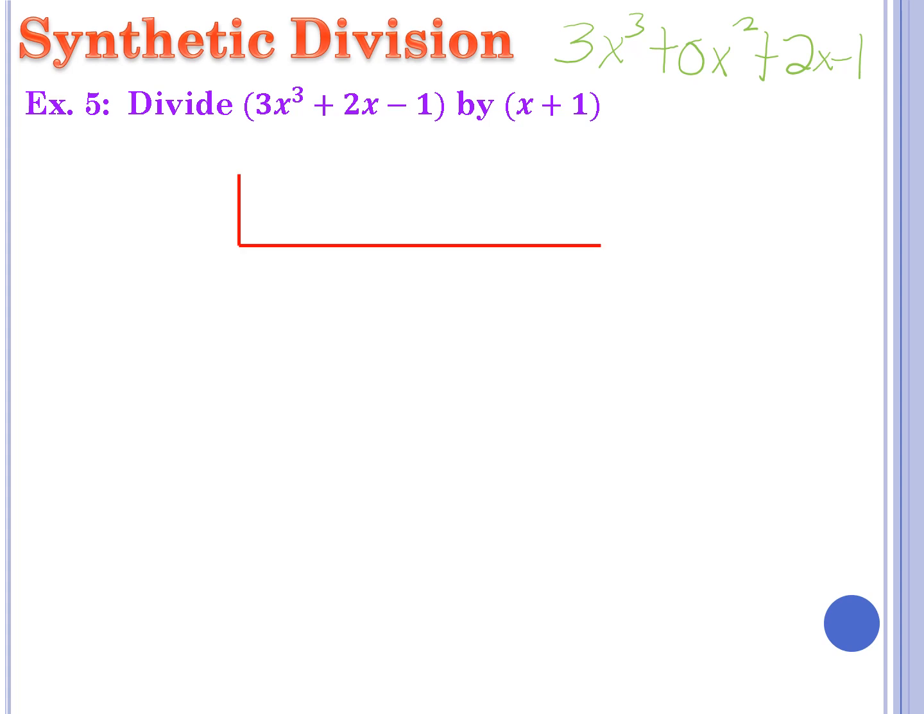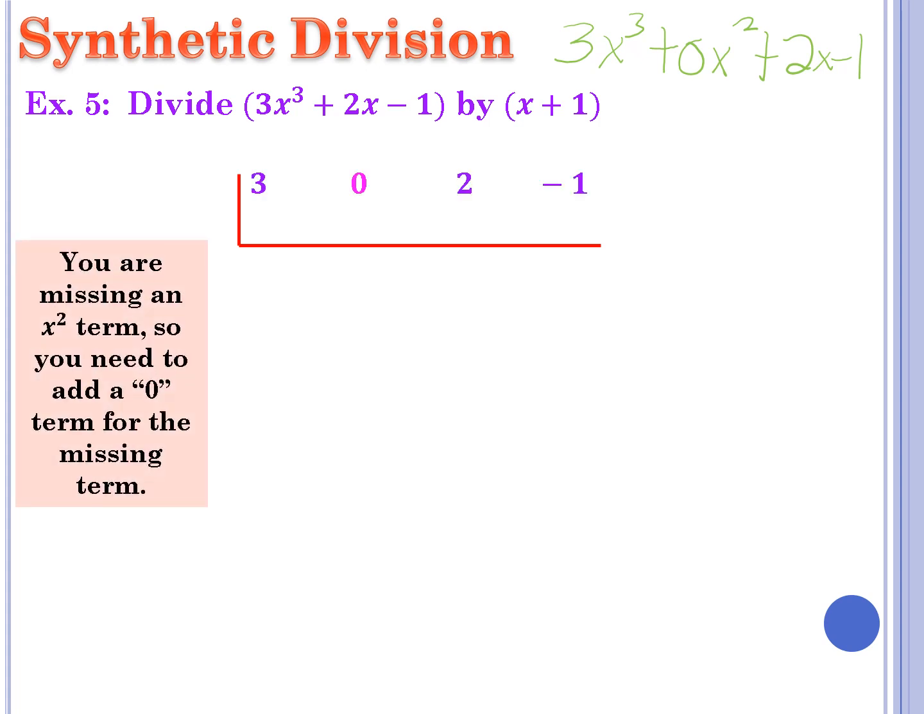So that way, when I write my coefficients, instead of going 3, 2, 1, I'm going to have to write 3, 0, 2, negative 1. So even with synthetic division, you've got to put that 0 term in if you're missing something. Now, x plus 1. Remember, x plus 1 equals 0, so that means we're going to divide by negative 1. Now, we're ready to start.